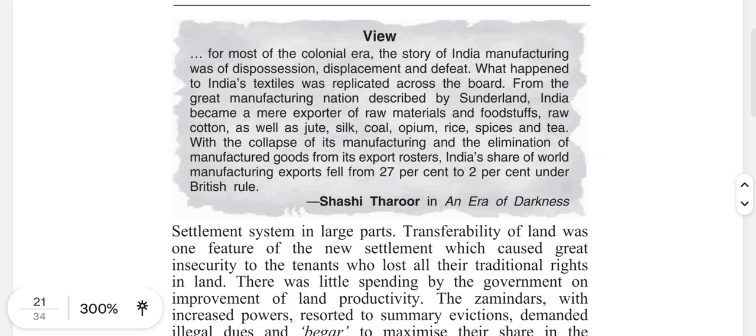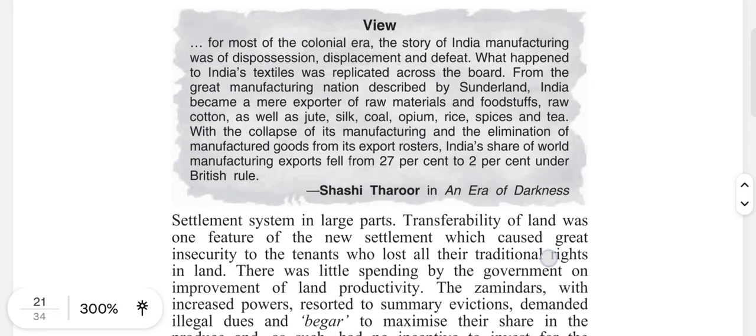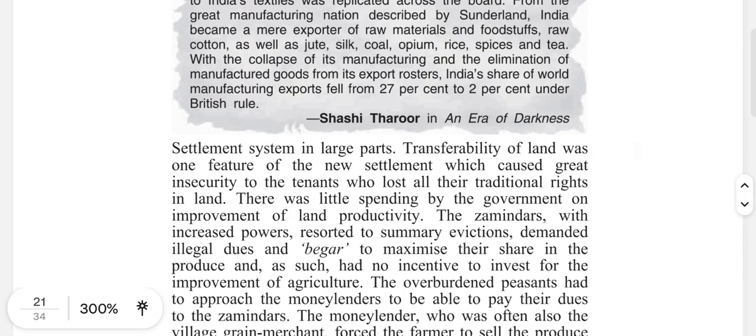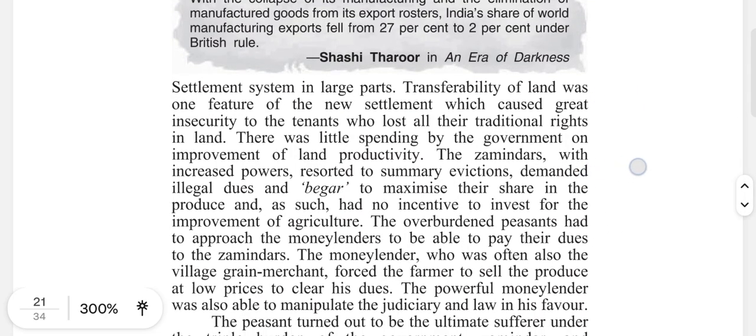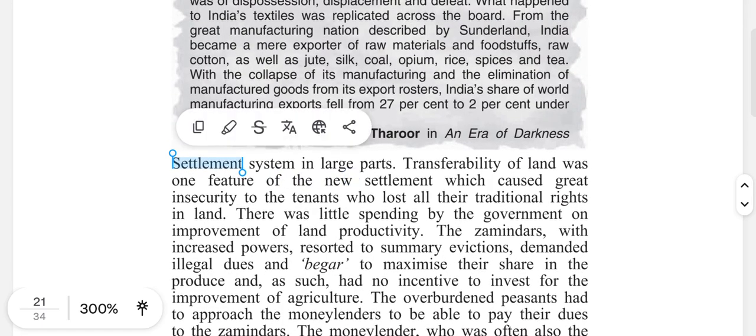Settlement system. In large parts, transferability of land was one feature of the new settlement, which caused great insecurity to the tenants, who lost all their traditional rights in land. There was little spending by the government on improvement of land productivity. The zamindars, with increased powers, resorted to summary evictions, demanded illegal dues and begar to maximize their share in the produce, and as such, had no incentive to invest for the improvement of agriculture.